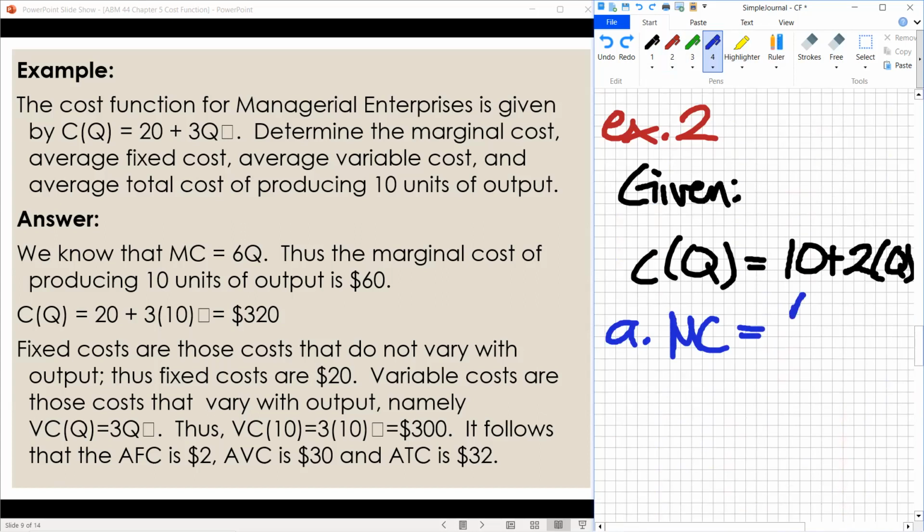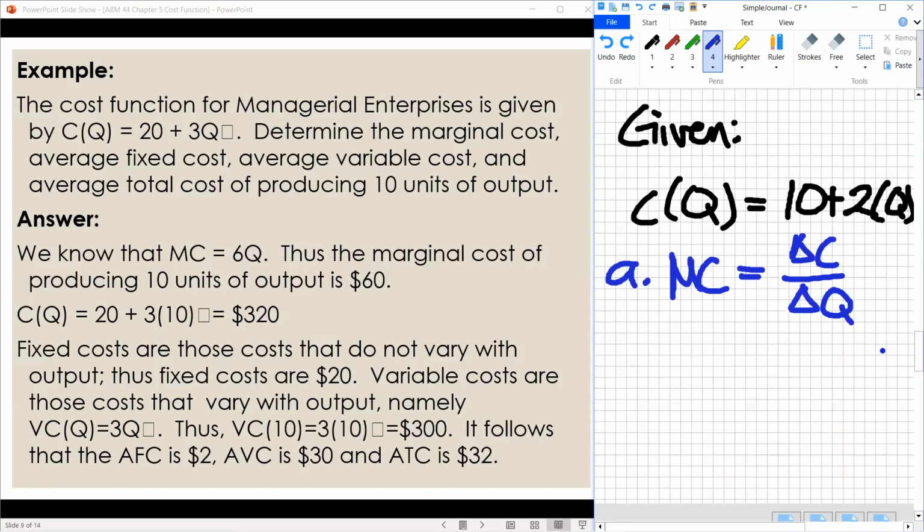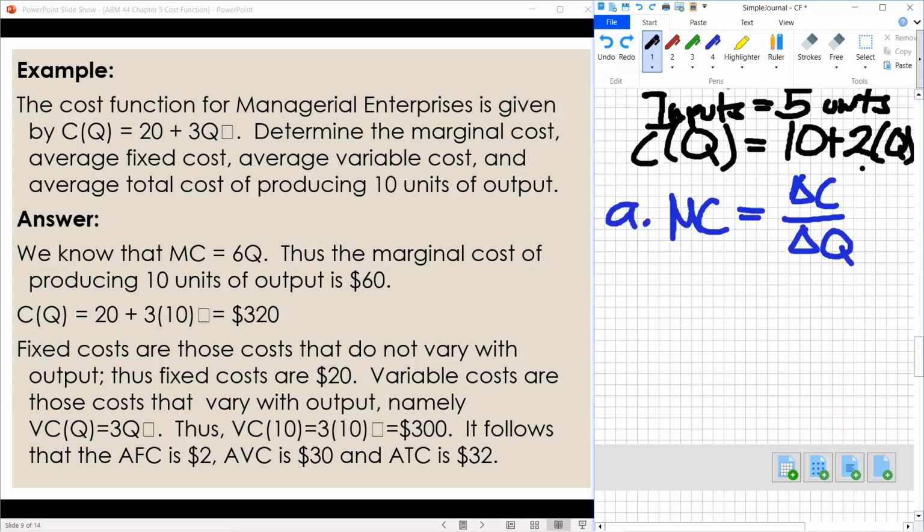So marginal cost is percent change in quantity over percent change in cost. Okay, sorry, the reverse: percent change in cost over percent change in quantity. So first, we need to look for the cost itself. Pila diay ang cost? Given nga, the variable of inputs is 10 yapon. So that's the given. Then I'll put inputs here. The inputs is equal to 5 units. So that is the given.